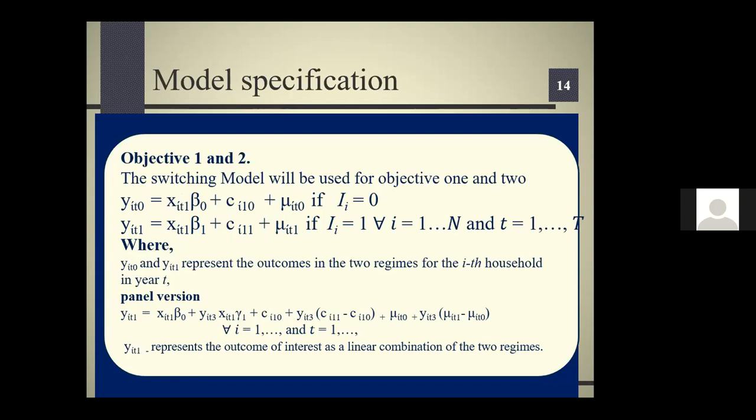But I've already said that my interest is to use the panel data. So in that case, we now specify this with a panel version, which combines all this to have this specification down here that can be used with the panel data. So in the end, Y_it represents the outcome of interest as a linear combination of the two regimes.